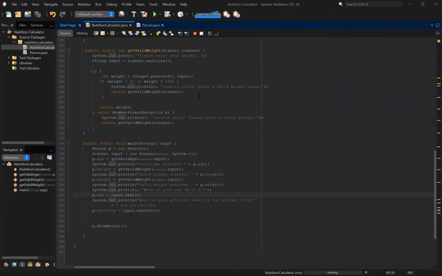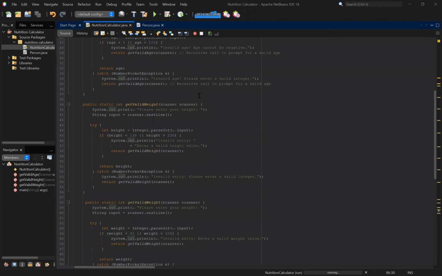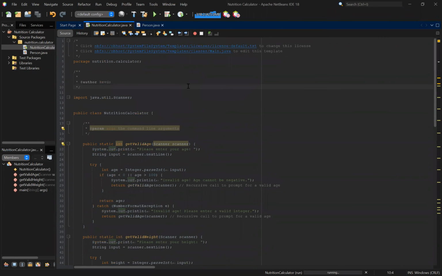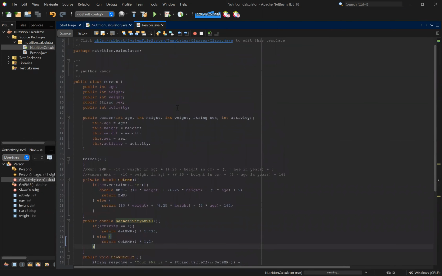Hello, everybody. Today we are going to be going over my final project for Java programming in the summer of 2023. The project that I've decided to delve into, I call it a nutrition calculator. Through this program, we'll be getting variables to determine a person's basal metabolic rate, and through this, we will be getting their daily caloric intake.